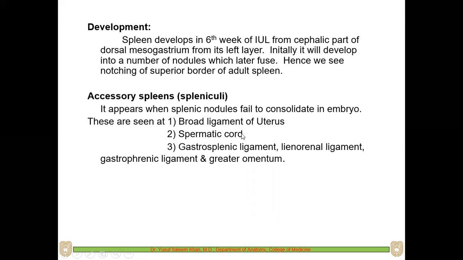For example, in the broad ligament of the uterus. Sometimes it will go into the pelvis. The spleen is in the upper part of the abdomen, but sometimes a small part of it might go into the broad ligament of the uterus. Sometimes it might be seen in the spermatic cord. Sometimes it can be seen in the gastrosplenic ligament, the lienorenal ligament, as well as the greater omentum. These are the different areas where accessory spleens have been detected till now.